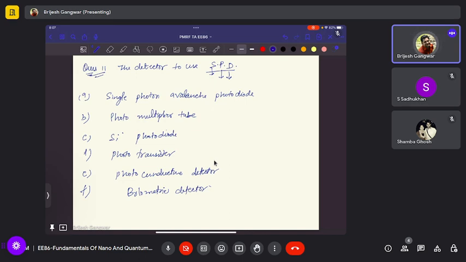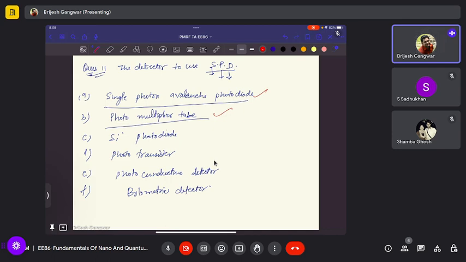You choose the right answer with your common sense. Not common sense, you must read about these things. So see, the silicon photodiode is for the normal range. Mostly a silicon photodiode is used, but not for single photon detection. Some use photoconductive detectors also. But for single photon detection, there are these two: single photon avalanche photodiode and photomultiplier tube.